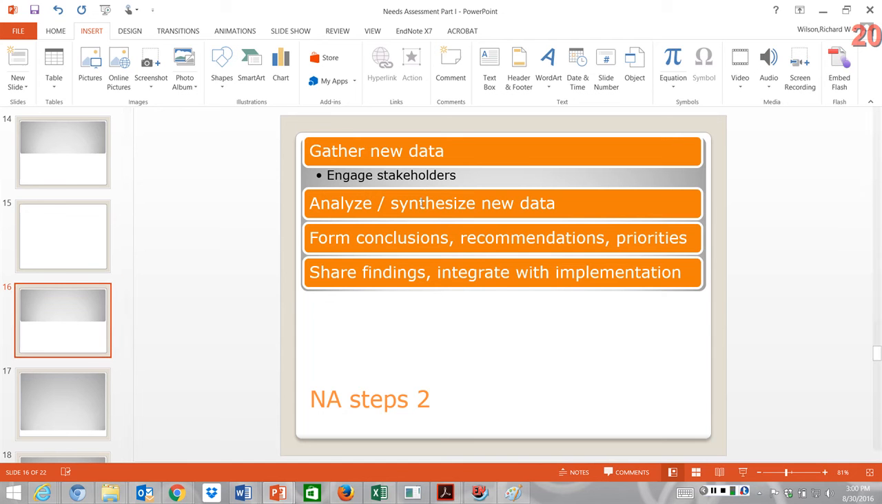Once you have some new data, and usually the new data is going to be some kind of a survey, or you did focus groups, or you did interviews, where you collect and analyze data that isn't already in somebody's data set or on somebody's computer. And so we're going to analyze that, we'll draw conclusions, set priorities, and then we will share our findings and integrate that into the implementation. So the existing and the new data, once it's analyzed and synthesized, will then drive the nature of the programs that we decide to do.